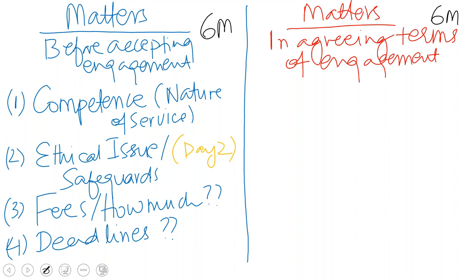Yes, so 6 marks divided by 1.5. The marking scheme for the matters before agreeing engagement is 1.5. So see, I got my 6 marks. I'll be focusing on my competence, the ethical issues, the fees, and the deadlines. Yes, resources, perfect. Resources can be part of competence, Fahim Ahmed.